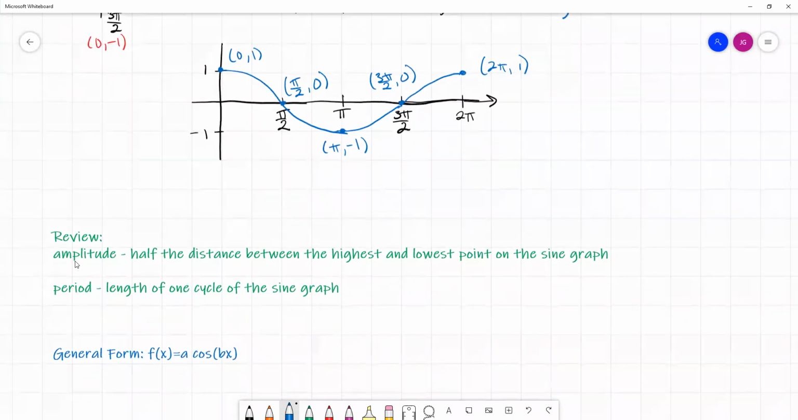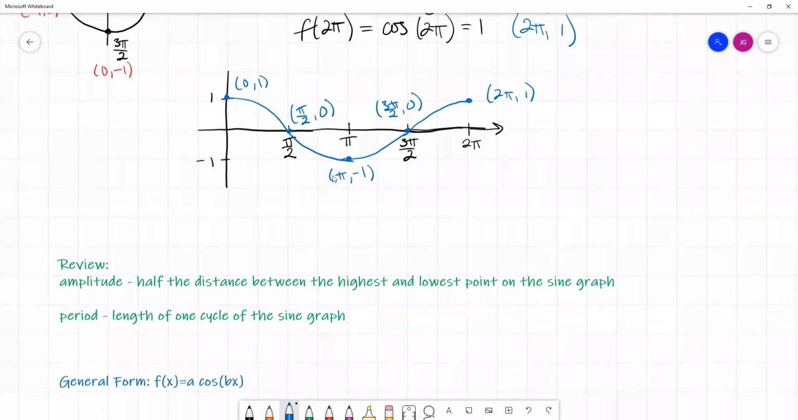We had some of these vocab terms. The amplitude, that was half the distance between the highest and the lowest point on the graph. So highest point is at 1, lowest point's at -1. The distance is 2, so then our amplitude is 1. Remember, the amplitude for sine was also 1.